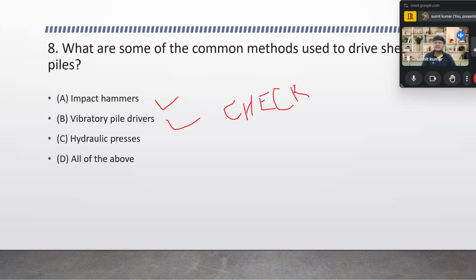So option A and option B are correct, sir, as per my knowledge. Hydraulic pressure is also included. That's why I have mentioned that options A and B are correct, but I am not sure about option C. Option D is not going to be correct. Please check by yourself whether hydraulic pressure is a method to drive the sheet pile wall or not.